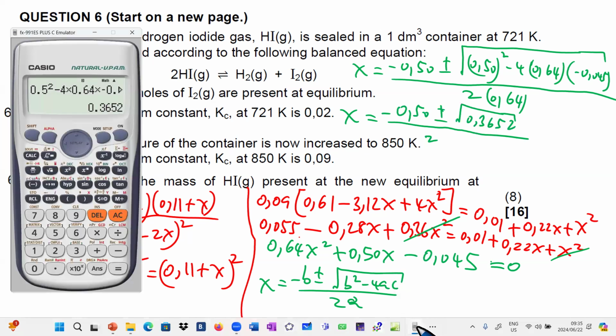You don't need a lot of writing here, ordinarily. So it's 0.3652, and then you take the square root of the answer, which would be 0.604.